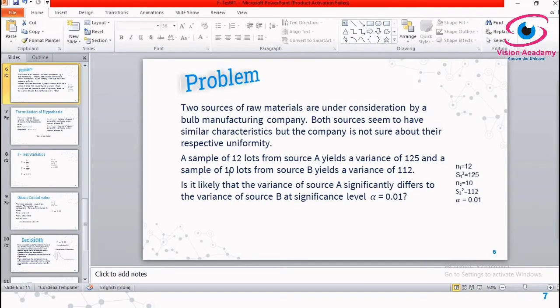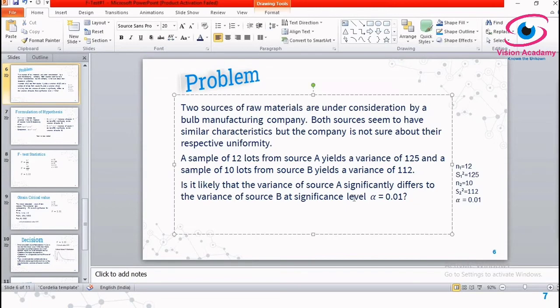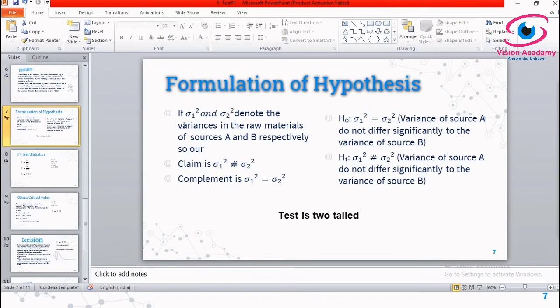For formulating a hypothesis, we have to concentrate on this sentence: is it likely that the variance of source A significantly differs from the variance of source B. This means our claim is that the variance of source A differs from the variance of source B. For source A and source B I have denoted the population variance 1 and population variance 2. Since we are dealing with the F test, we are dealing with variability, so we have considered variance.